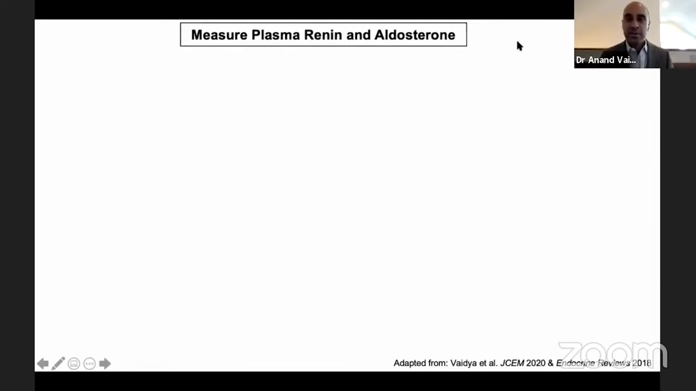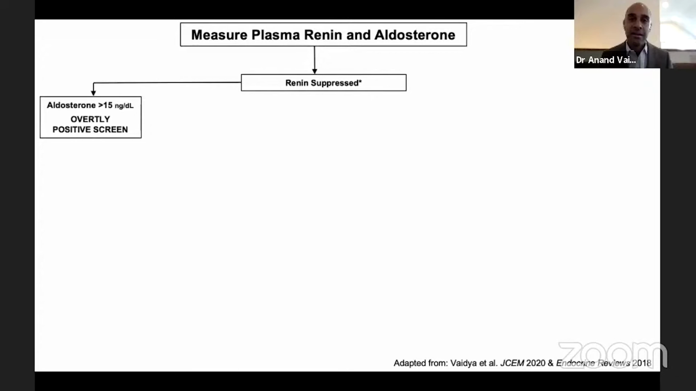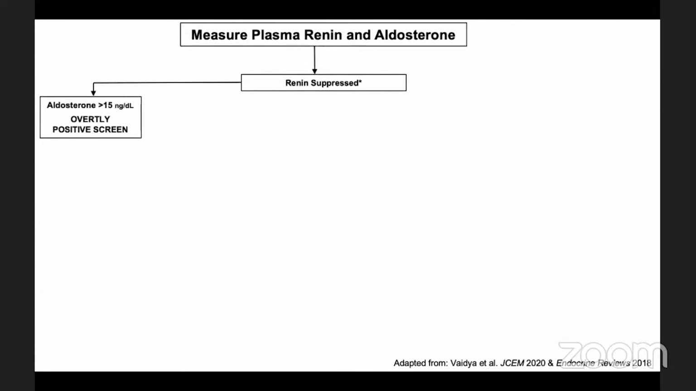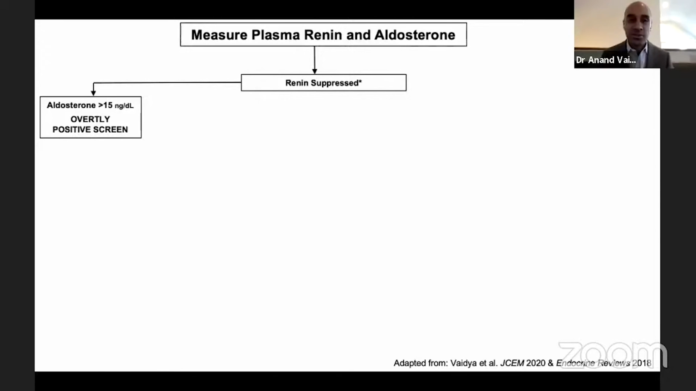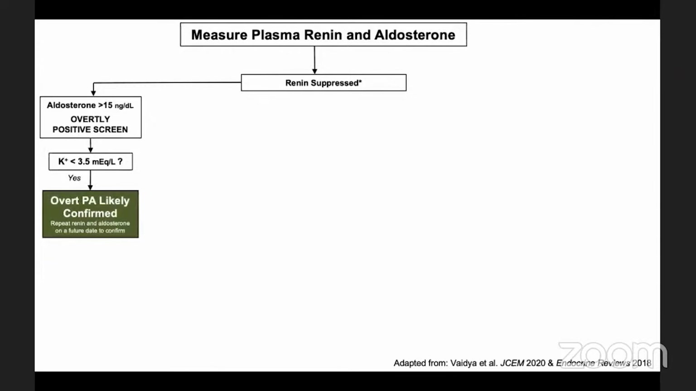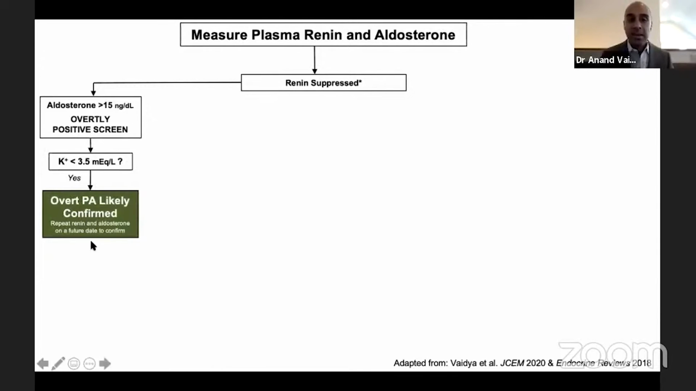So you measure a renin and aldosterone, and now comes the interpretation. If the renin is suppressed, now the probability of primary aldosteronism goes way up. If the aldosterone is greater than 15 nanograms per deciliter, I will refer to this as an overtly positive screen. The likelihood that this is primary aldosteronism is extremely high. If there's any evidence of hypokalemia, the diagnosis is confirmed. You can repeat on a different day in the small chance that this is a false positive, but that's very unlikely. This is what I would call the simplified confirmatory pathway. This is the easiest way to make the diagnosis because there's almost nothing else this can be. No fancy testing is needed.